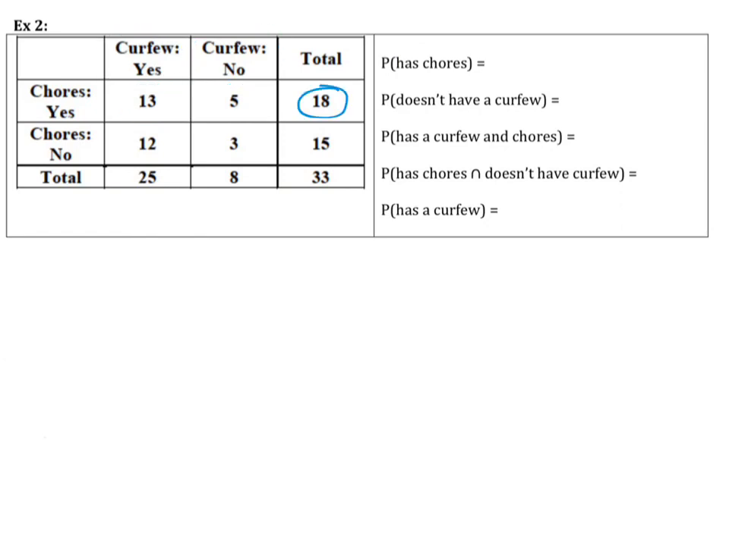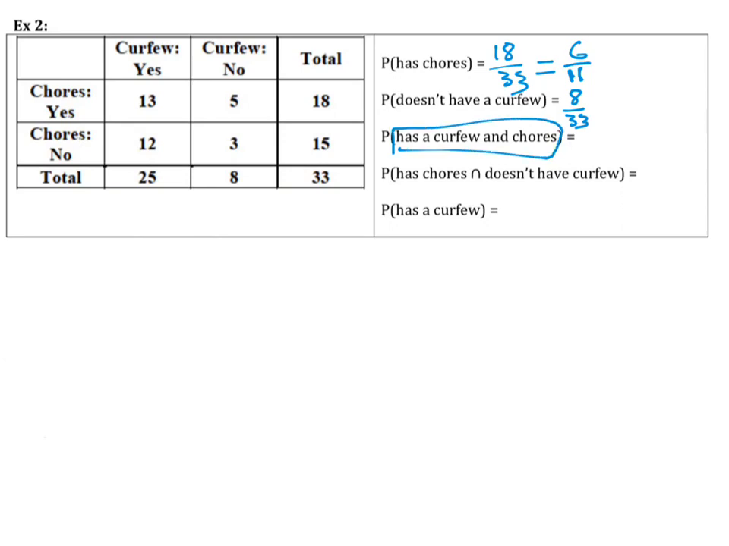We're just going to use the total number of people here who have chores to do, and that's going to be the 18 out of 33. That does reduce a little bit. Both of those are divisible by 3, so you get 6/11. I think I could write well enough. The next one is probability it doesn't have a curfew. So again, this column here, it doesn't mention chores at all, so we're not using those two numbers. We'll just use the 8 here, the total number of people who don't have a curfew. So 8 out of 33, and that does not reduce at all there.